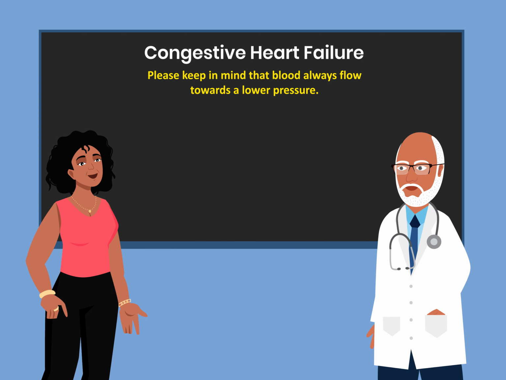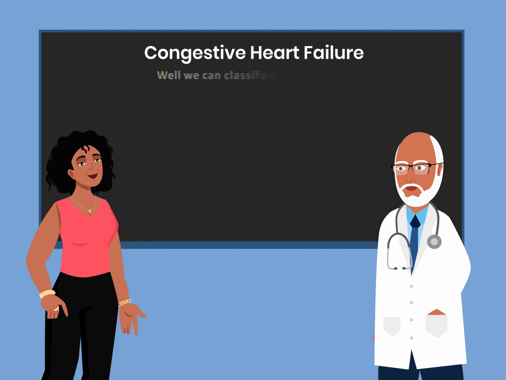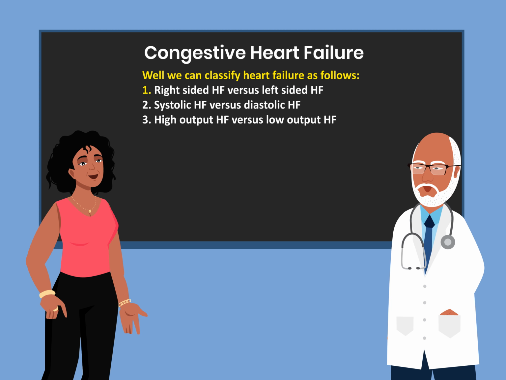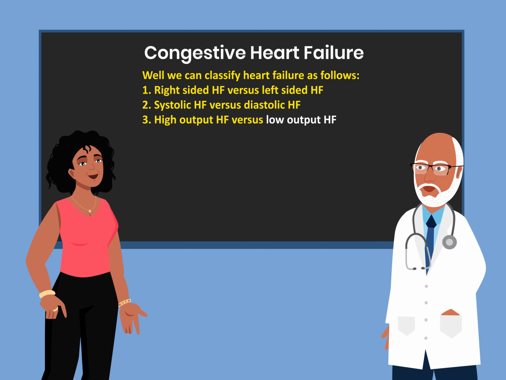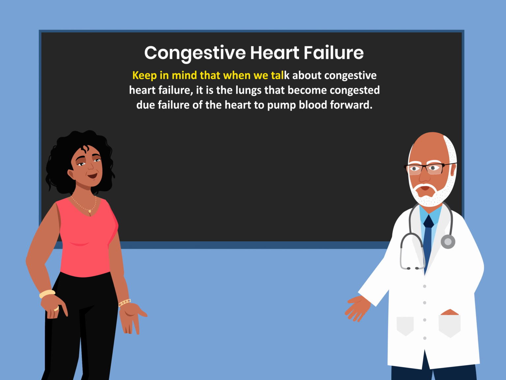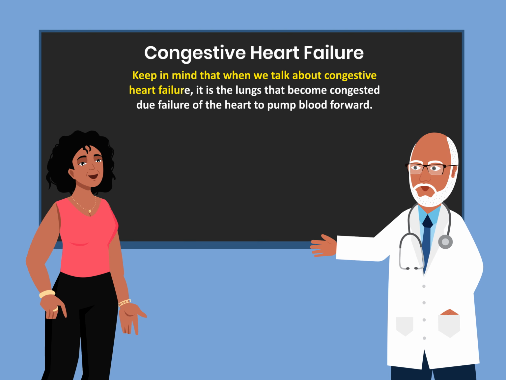How many types of heart failure are there? Well, we can classify heart failure as follows. Number one, there's right-sided versus left-sided heart failure. Number two, there is systolic versus diastolic heart failure. And number three, there's high output versus low output heart failure. Keep in mind that when we talk about congestive heart failure, it is the lungs that become congested due to failure of the heart to pump blood forward.